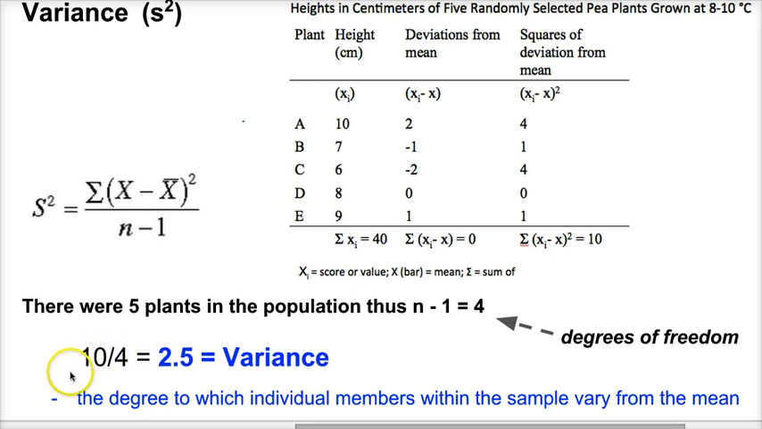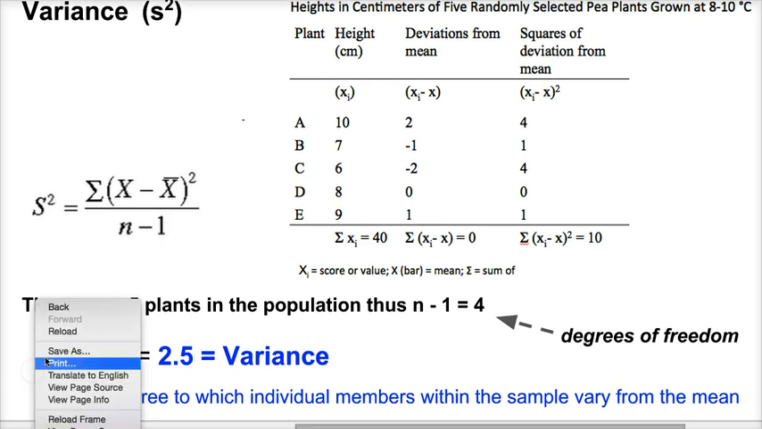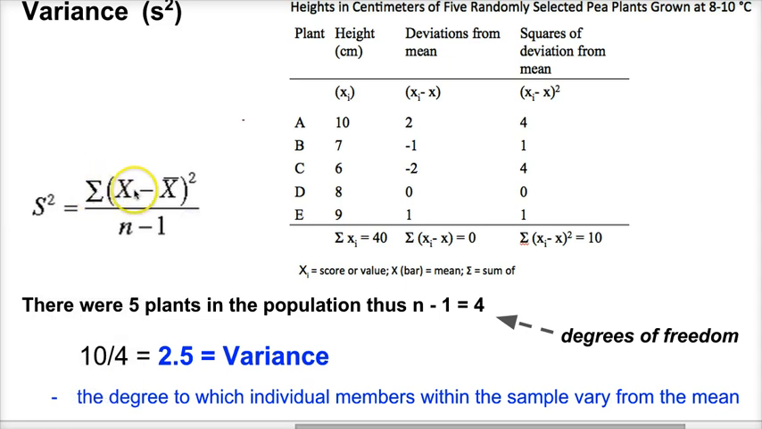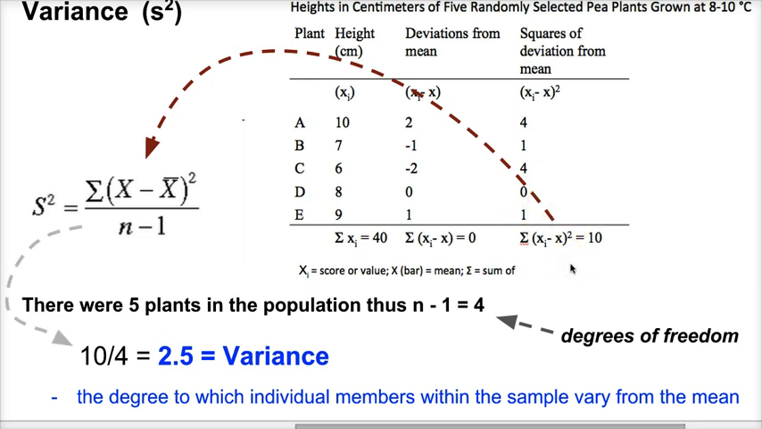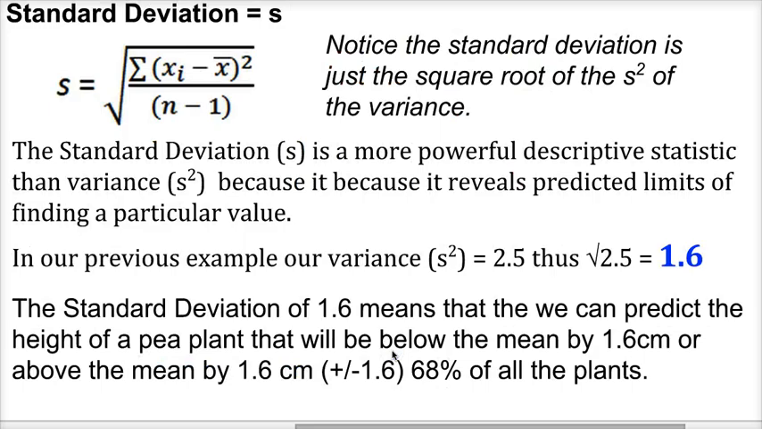And then we take our value that we got from the last page, the 10 that we got from adding up, that's the sum of the squares that we added up, and we divide by, it was 5 plants, we minus 1, and 10 divided by 4 is 2.5, the variance. And this is one good way of looking at the degree at which individual members within a sample vary from the mean. So we got this value that we added up here, and then we subtracted the degrees of freedom. There was 5 plants, so there's only 4 free numbers we can make. Okay, and then we get this value here, variance.